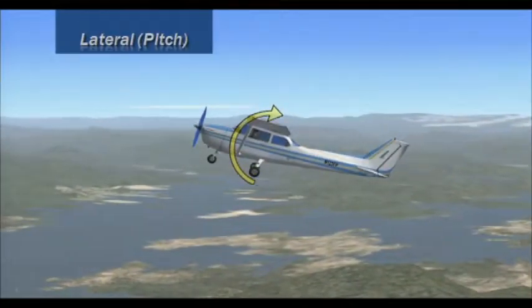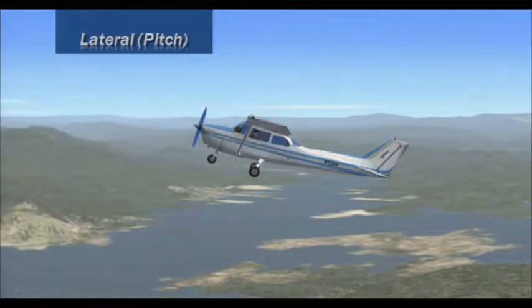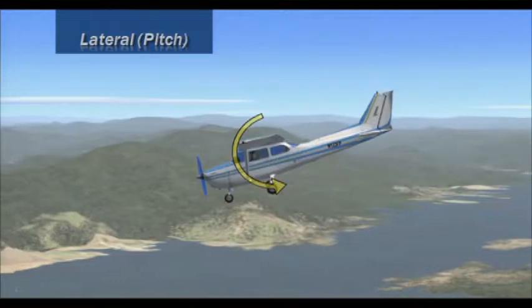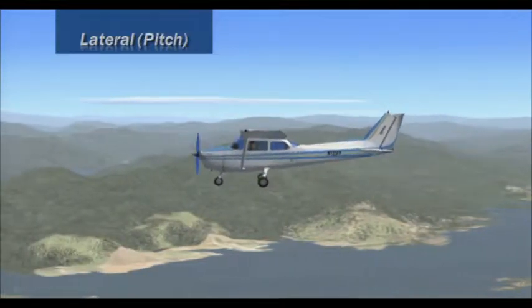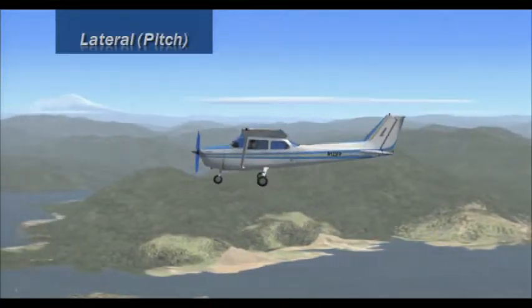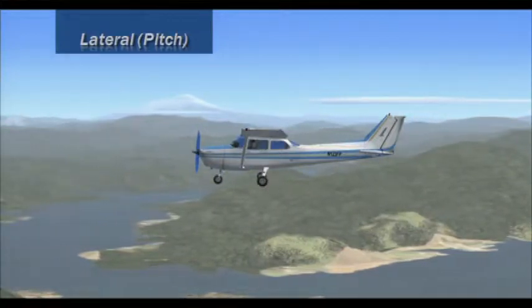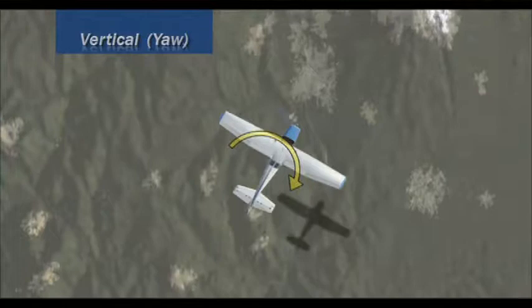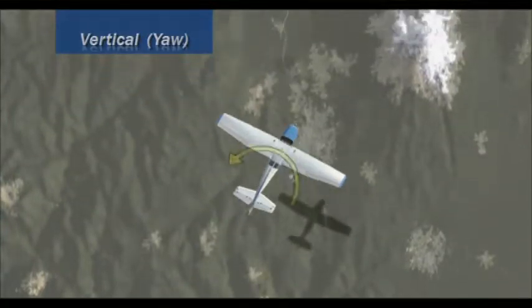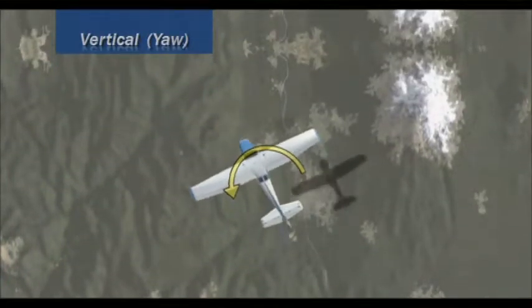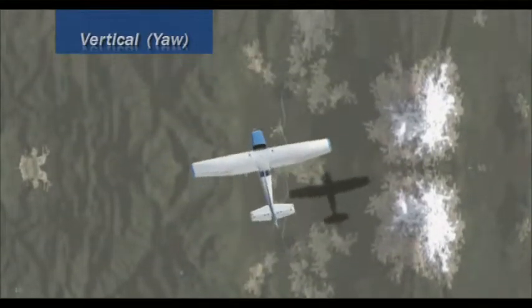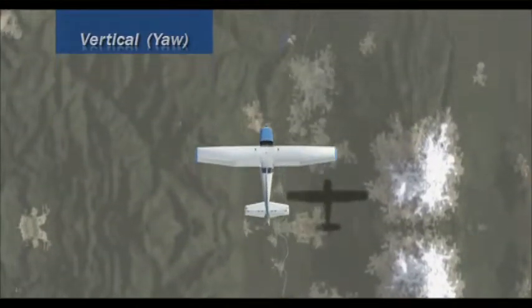The lateral axis is illustrated from the side of the aircraft, shown here, as the aircraft pitches up and down about the center of gravity. The pilot is controlling this motion with the elevator from the cockpit. The vertical axis is depicted here as the aircraft yaws about the center of gravity, first to the right and then to the left. The pilot is controlling this motion in the cockpit with the rudder pedals.